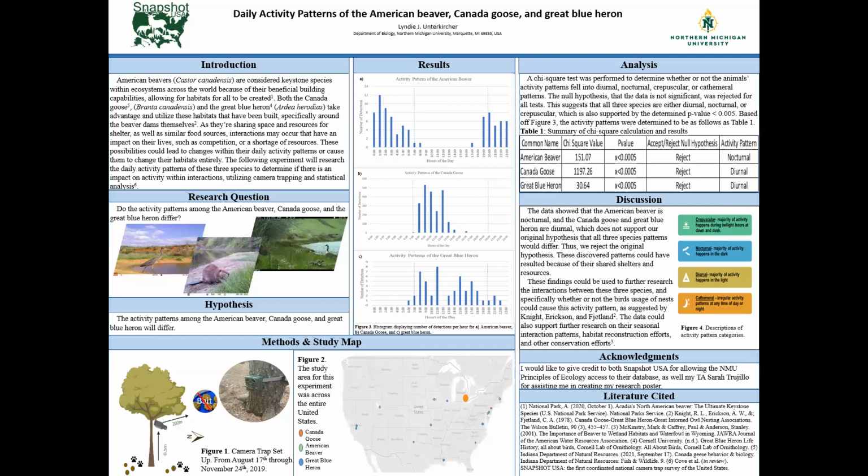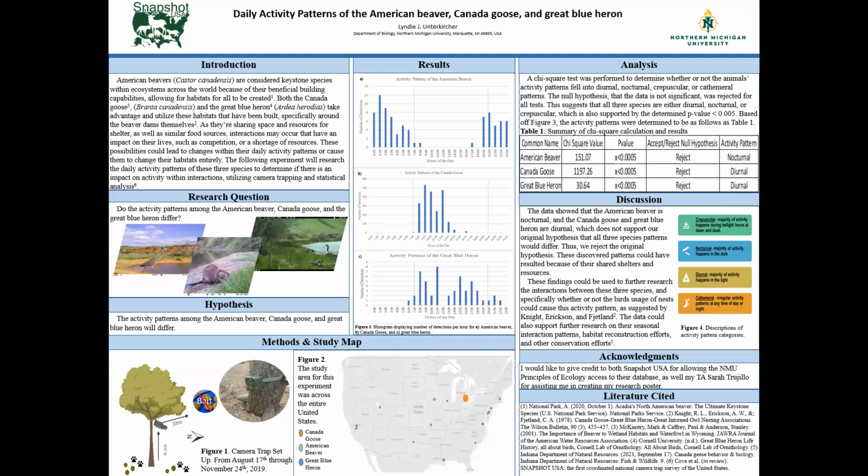For data analysis, I used a chi-square test to determine whether my target taxa were active more than expected during specific periods of the day, as well as histograms to visualize their activity patterns. I learned that the American beaver is nocturnal, whereas the Canada goose and the great blue heron exhibited diurnal activity patterns. Thus, the hypothesis that had been assumed was rejected.